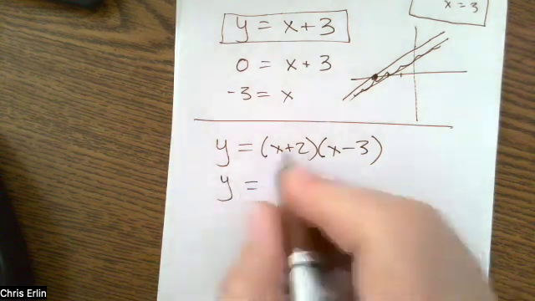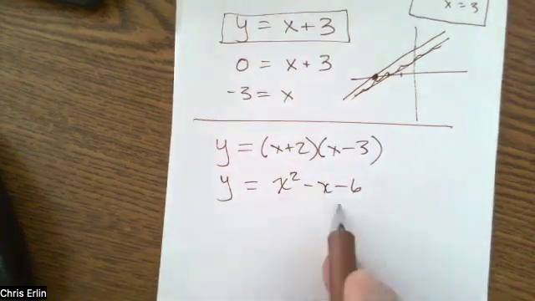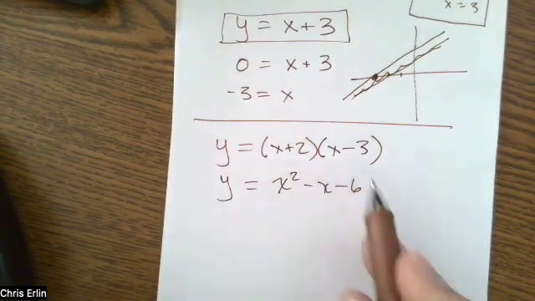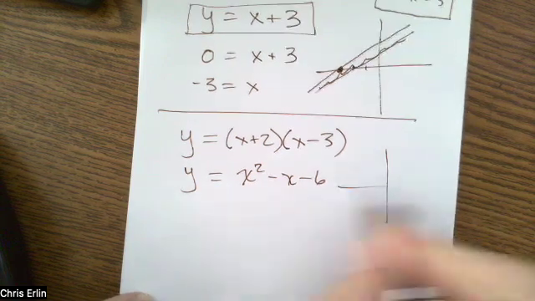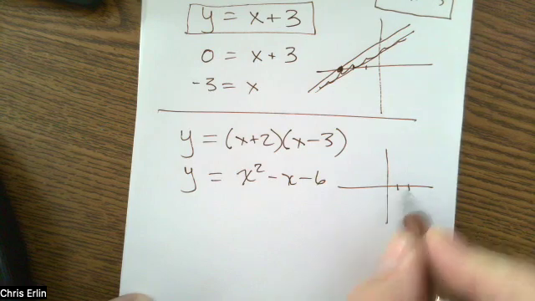Right? We could multiply this out. We've learned how to multiply things like this. This is now a quadratic in standard form or in factored form. With either one of these, we should be able to graph this. And what shape would this turn into if we graphed it? A parabola.